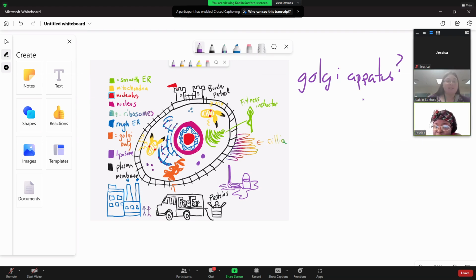The function of FedEx? To package and transport goods, right? Uh-huh. That's what the Golgi apparatus does. It packages and transports proteins. So you can think of the Golgi apparatus like the FedEx of the cell. Okay? I find real world comparisons make it a lot easier to remember for some of you. Okay?